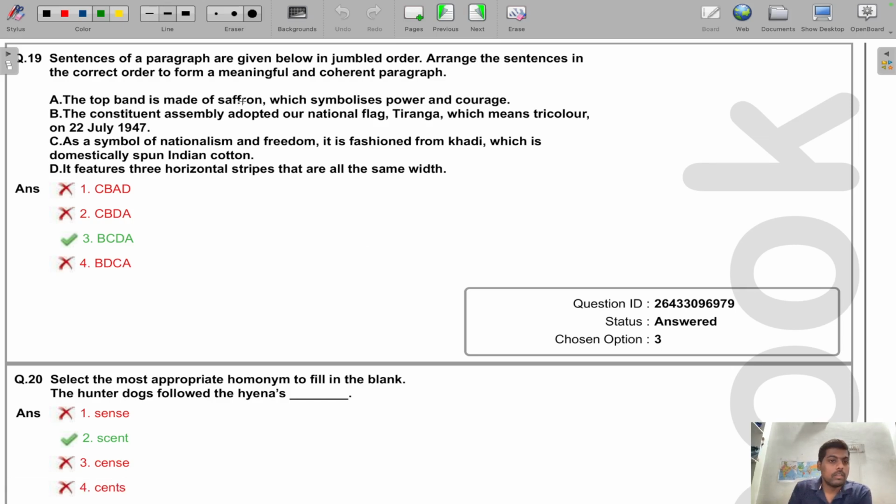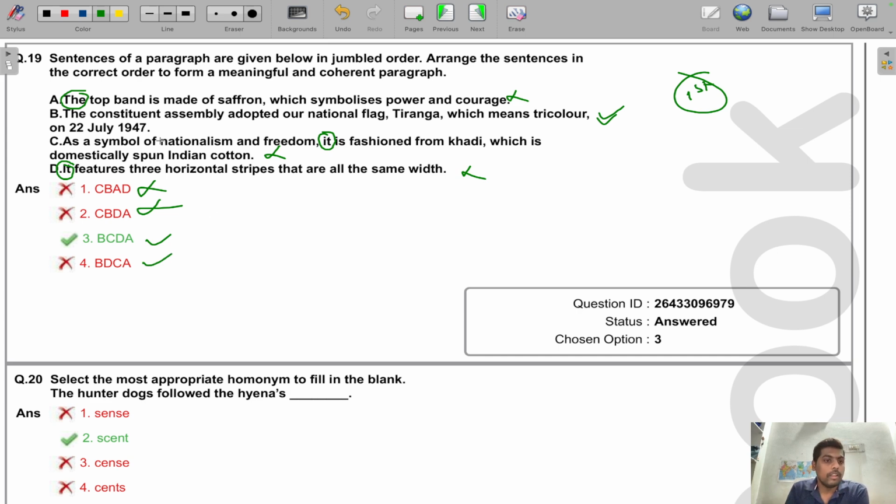Now try to identify the first sentence. Here it is mentioned "it", what is it, we don't know, so this is eliminated. "The top band": we don't know which top band, so this cannot be the first sentence. "As a symbol of nation, it is fashioned": what is it, we don't know, so this is eliminated. The only possibility is "the Constituent Assembly adopted our national flag Tiranga, which means tricolor." This is the only possibility for the first statement. So B is the first statement, and the other two are eliminated. Now between these two, either can be the answer.